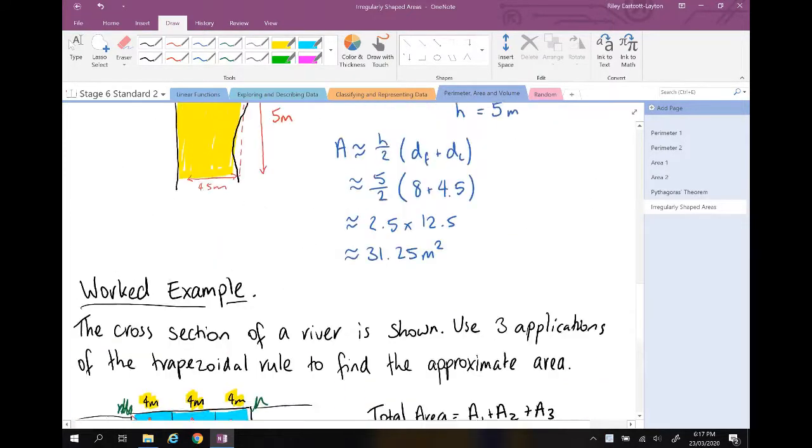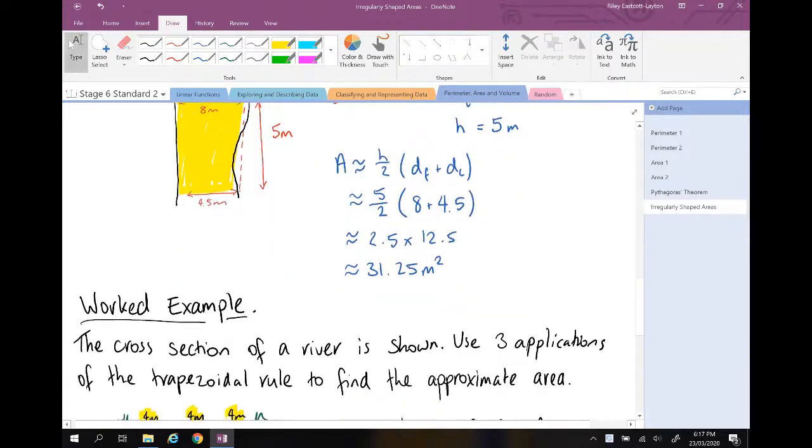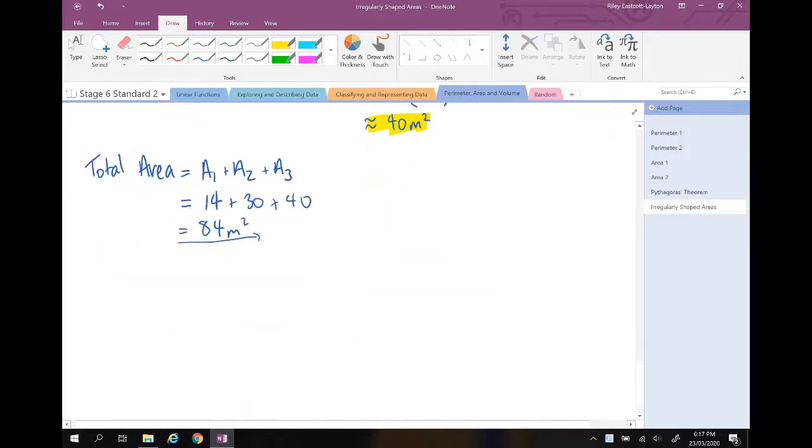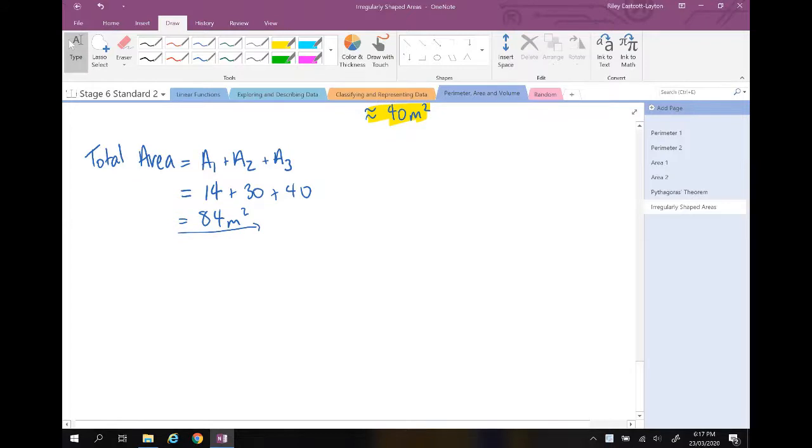All right, so those are just 2 worked examples of typical examples where we might use the trapezoidal rule. Sometimes we may have to use the trapezoidal rule to find the area of some funky looking shapes. I think that just about will tie us up for now though.